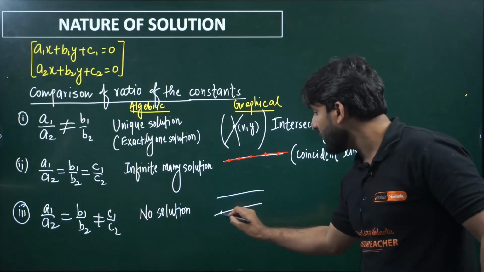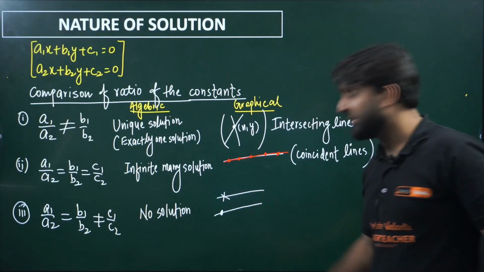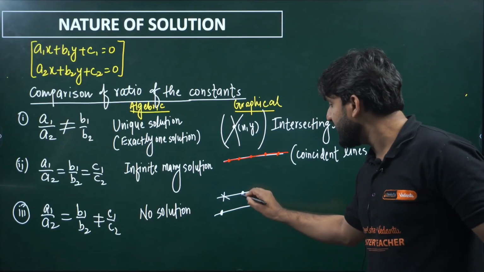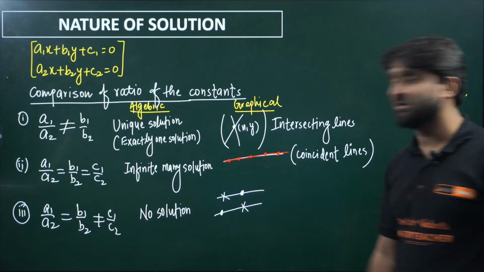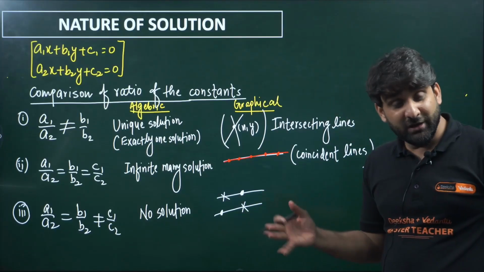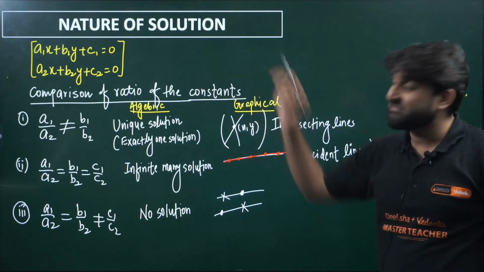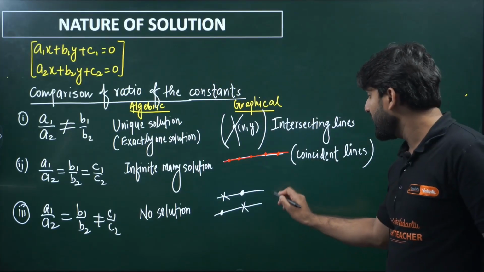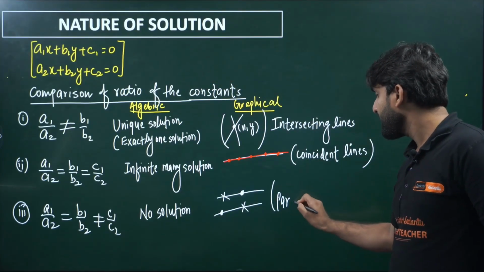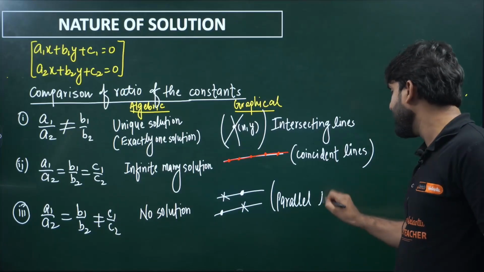If you take a point on this line, it does not satisfy this one. If you take a point on this line, it will not satisfy this. So there is no common solution. There are no common values of x and y which satisfy both the equations. So this is called parallel lines.